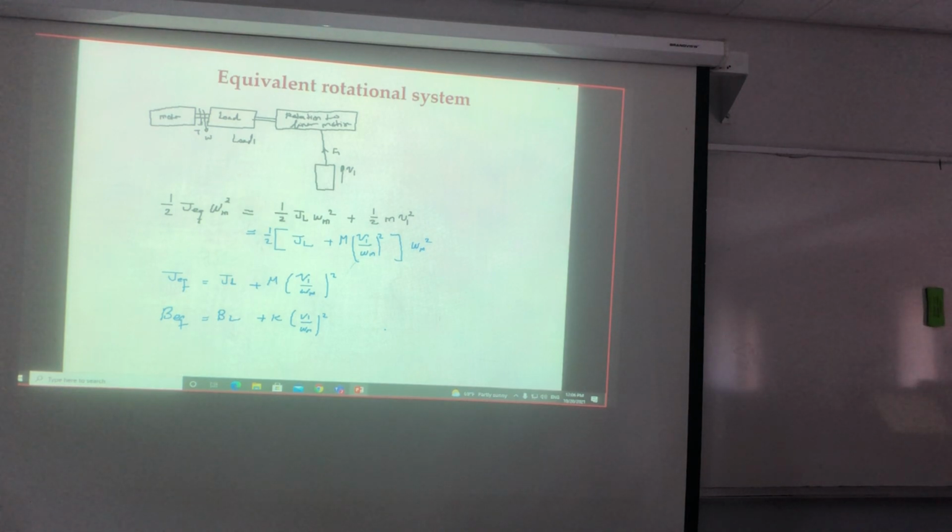Now, in some textbooks, they use a factor here. They call it A. So this one can be written as JL plus A squared multiplied by the mass.